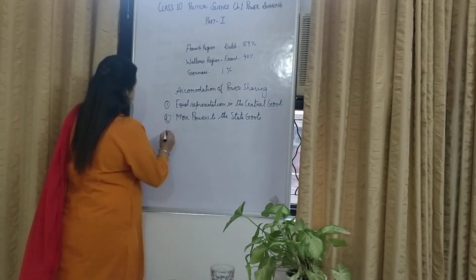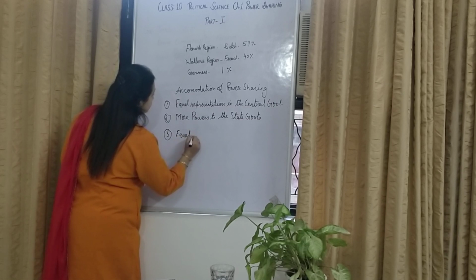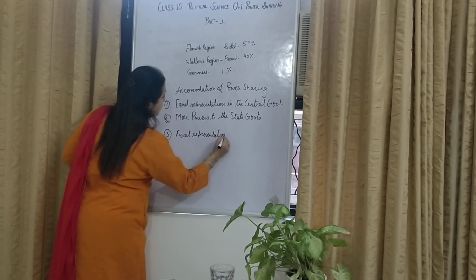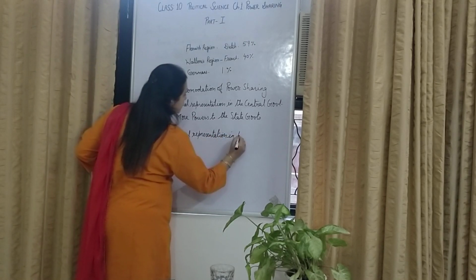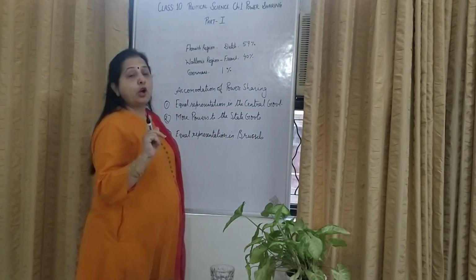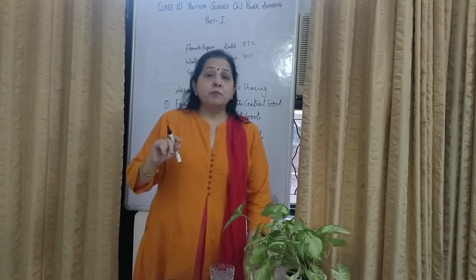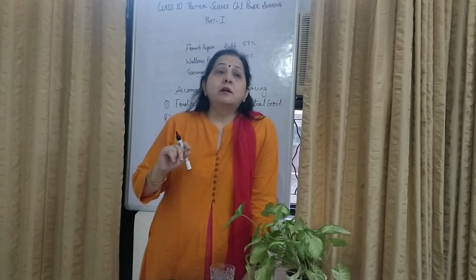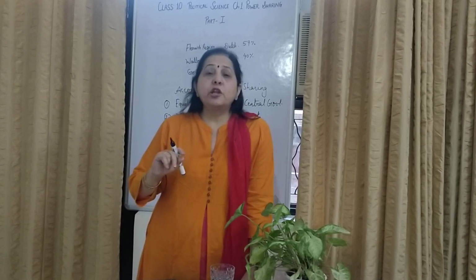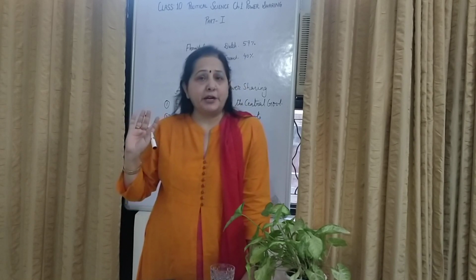Number 3, equal representation in Brussels, the capital city of Belgium. In Brussels, at that time 80% of people were French speaking and 20% were Dutch speaking. Now they provided an equal share, 50% and 50%, to both communities.